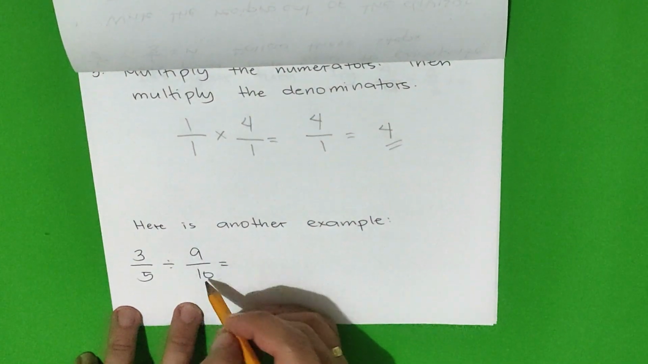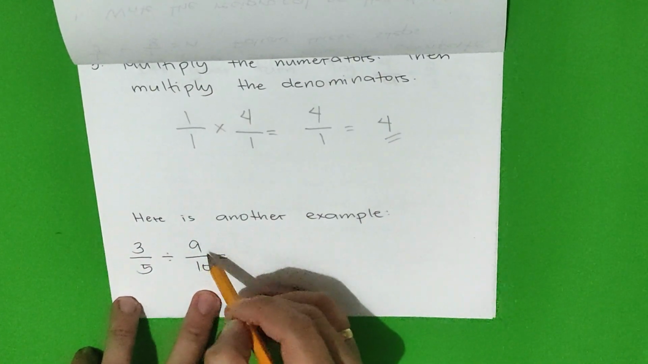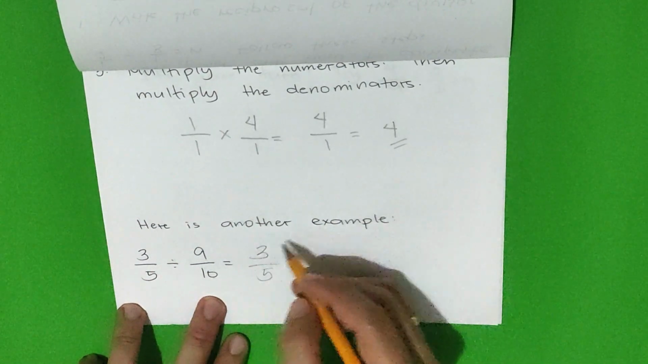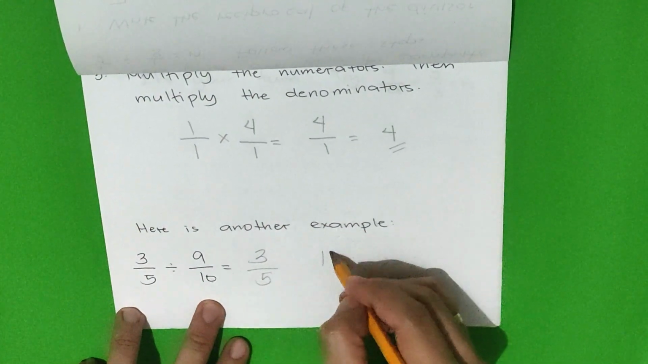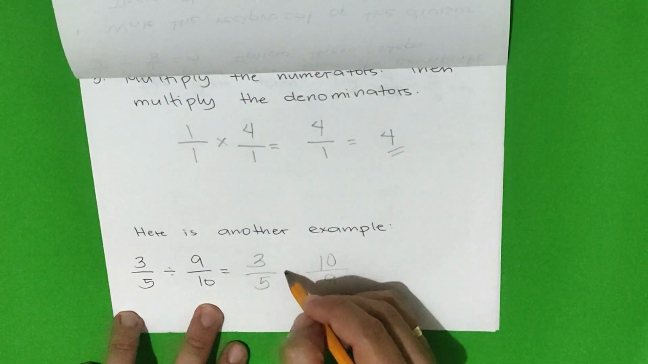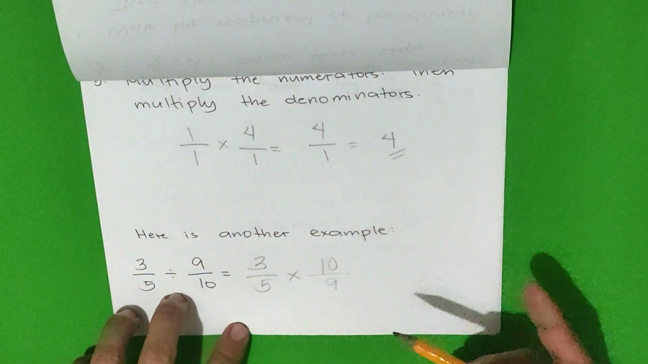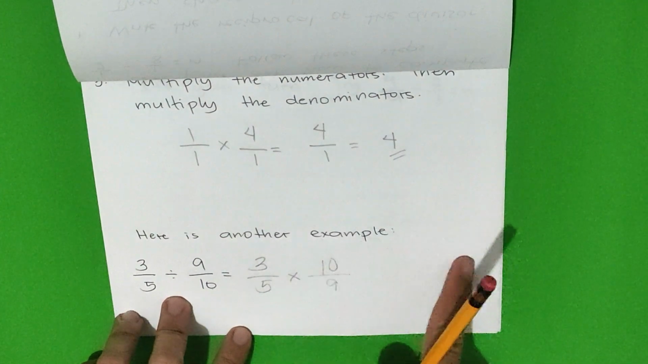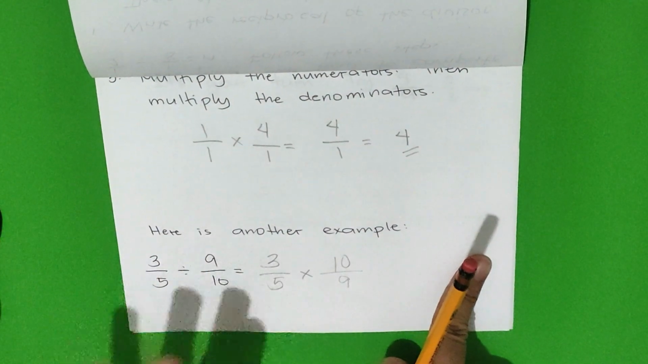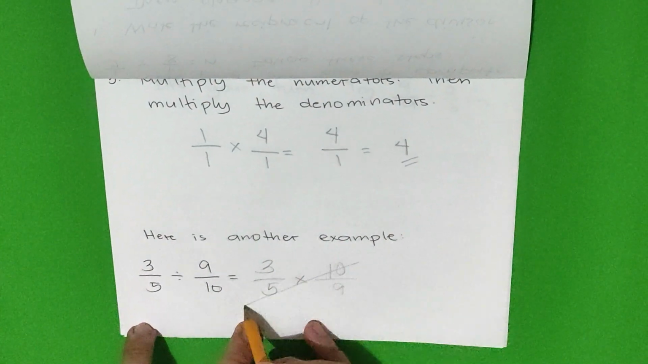3/5 divided by 9/10. The first step is to switch or write the reciprocal of the divisor, which is 9/10. Let's just copy 3/5. So let's switch: 10 will be the numerator and 9 will be the denominator. And let's change the division sign into a multiplication sign. Now, what do you think is more appropriate to use? The long method or the cancellation method? You got it right. It is more appropriate to use the cancellation method in this set of fractions.